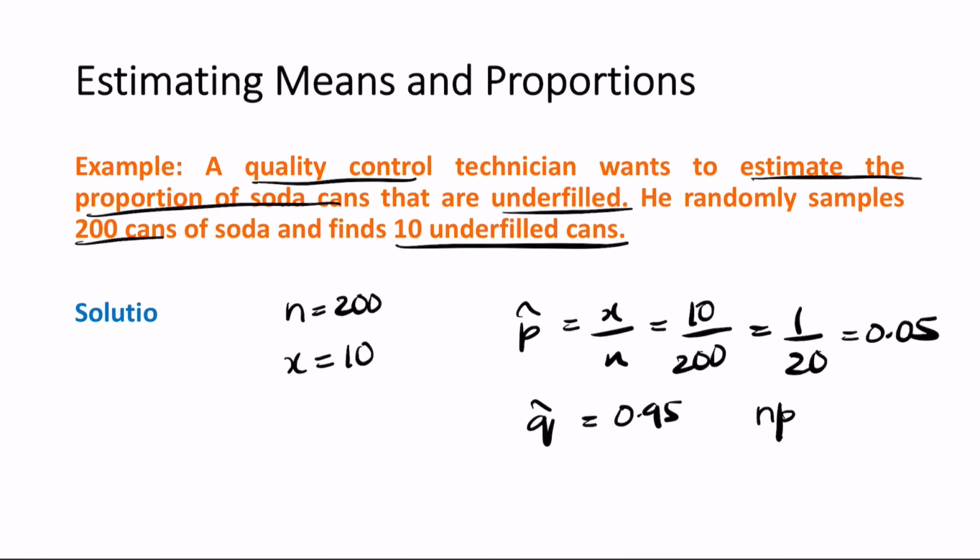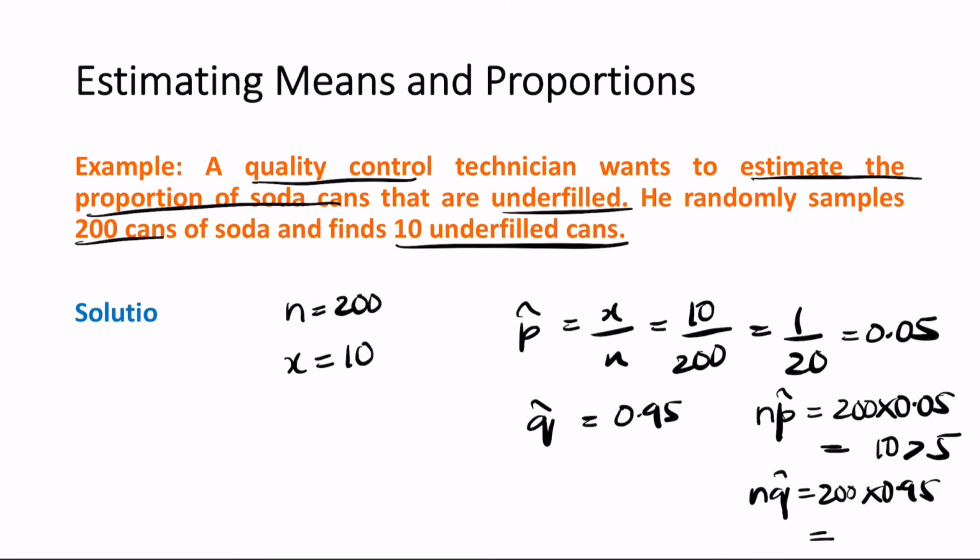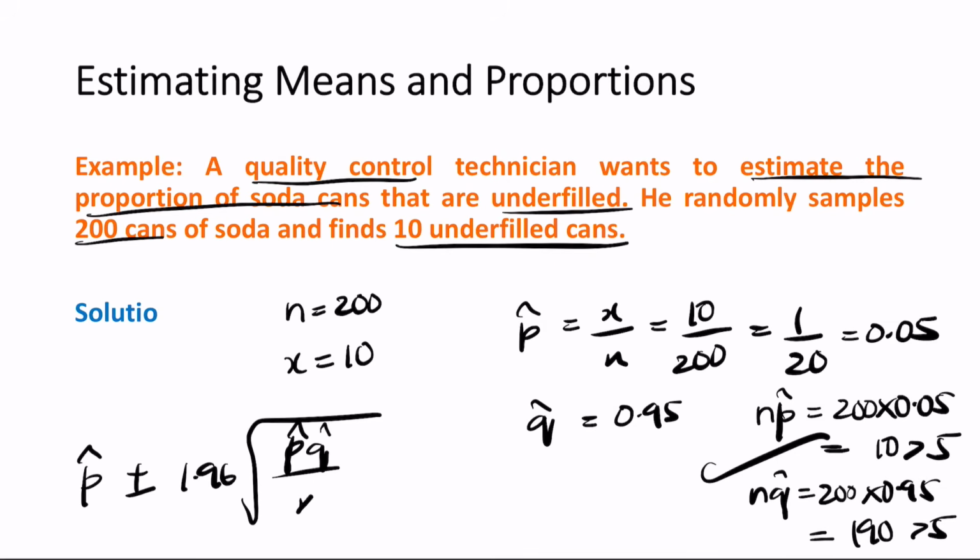So the first thing that we want to do is write down n p cap. So 200 times 0.05 gives you a value of 10, which is greater than 5. And n q cap, which is 200 times 0.95, becomes 190, which is also greater than 5. So we can use the formula. The formula is p cap plus or minus 1.96 times the square root of p cap q cap by n. So this is the 95% confidence interval. Strictly, p cap itself is the point estimate, but we don't want just the point estimate, we want the interval estimate.